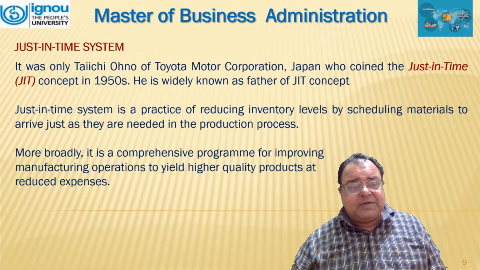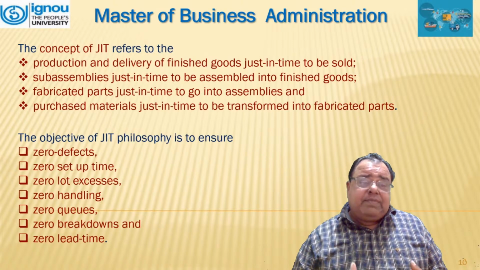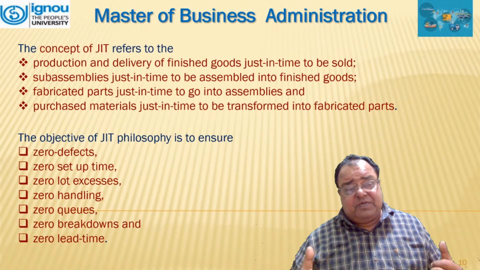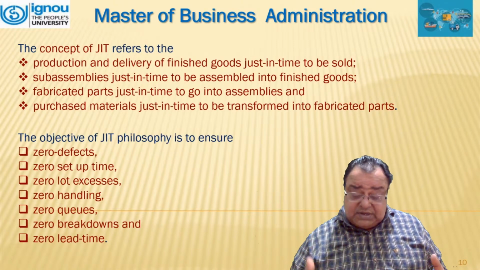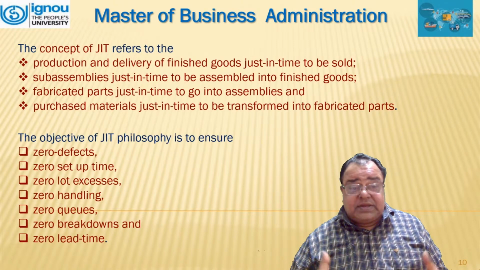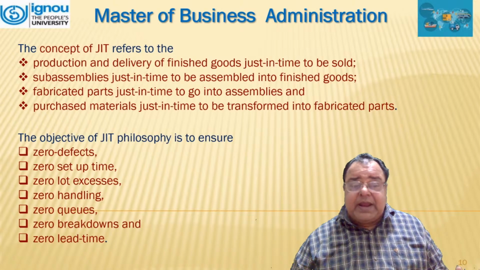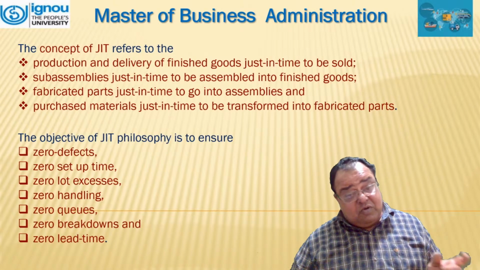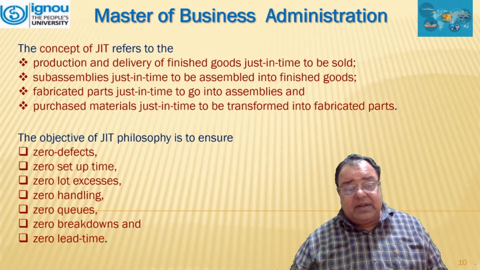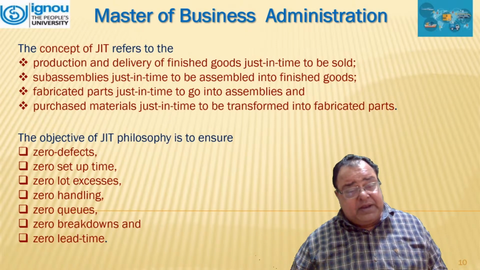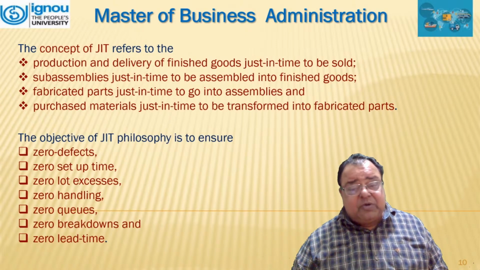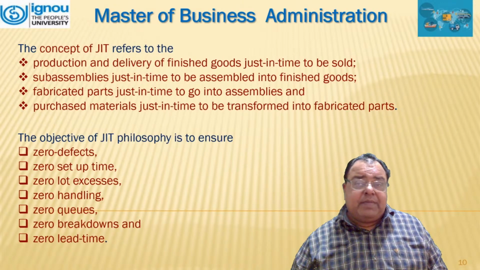reduced expenses. The concept of JIT refers to production and delivery of finished goods just in time to be sold, sub-assemblies just in time to be assembled into finished goods, fabricated parts just in time to go into assemblies, and purchase items or materials just in time to be transformed into fabricated parts.